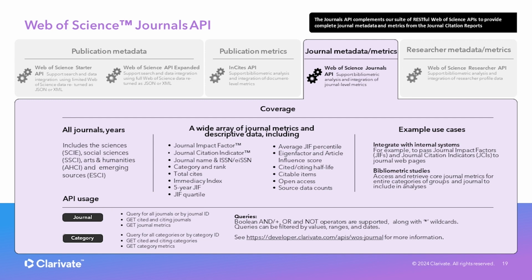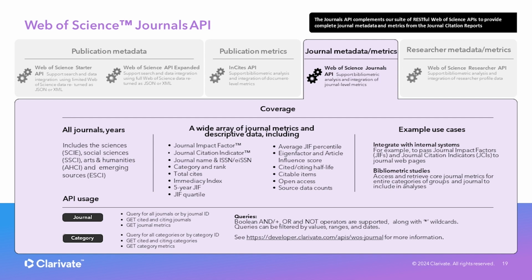In terms of integration, something more advanced for those of you who work with systems and play with data in external or internal systems: we provide what we call a Web of Science Journals API, where you can retrieve journal metadata and metrics. That can help support bibliometric analysis. It covers the core collections: science, social science, arts, humanities, and emerging sources. You can retrieve a lot of data: journal impact factor, journal citation indicator, journal name, category, number of citations, 5-year impact factor, quartile, open access type, cited and citing half-life, average journal impact factor, and percentile.